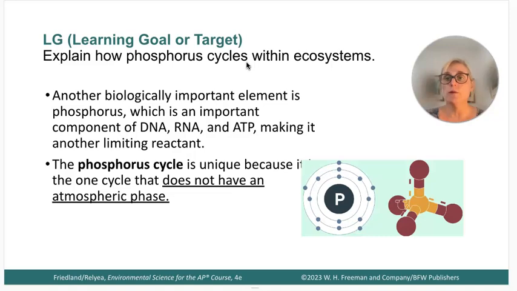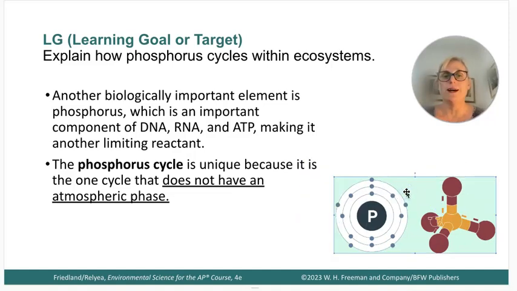So phosphorus is really biologically important. It's absolutely essential for all living things because it's the backbone of DNA. Remember, when you study DNA, it has a sugar phosphate backbone, so the sides of the DNA. It's super limiting in ecosystems as well because we can't make it synthetically, which means that it can only be made naturally in ecosystems, and it's very slow. The phosphorus cycle also does not have an atmospheric phase, so you can remember it that way, in that it's the only one with no atmospheric phase.